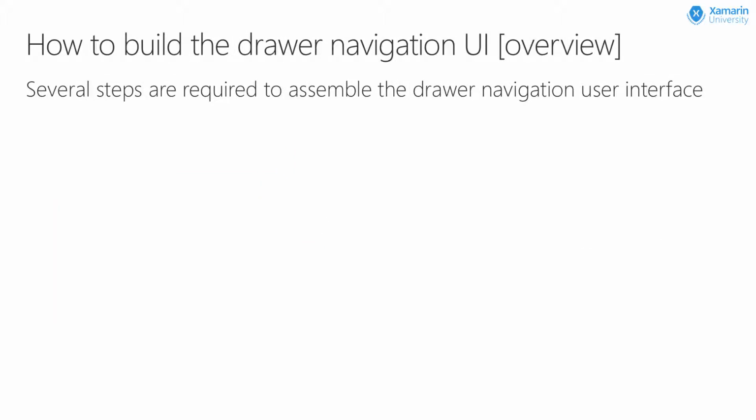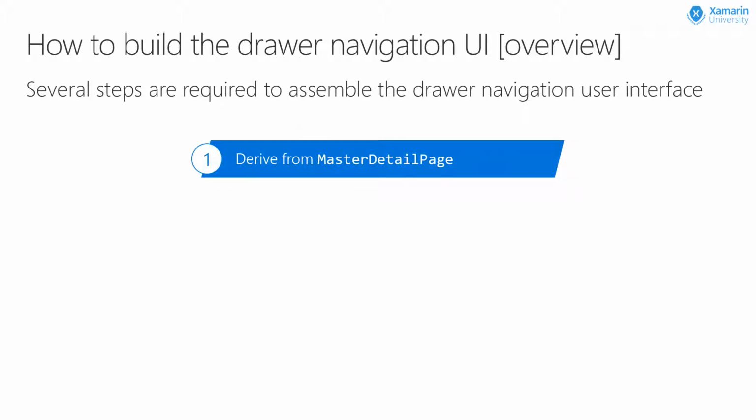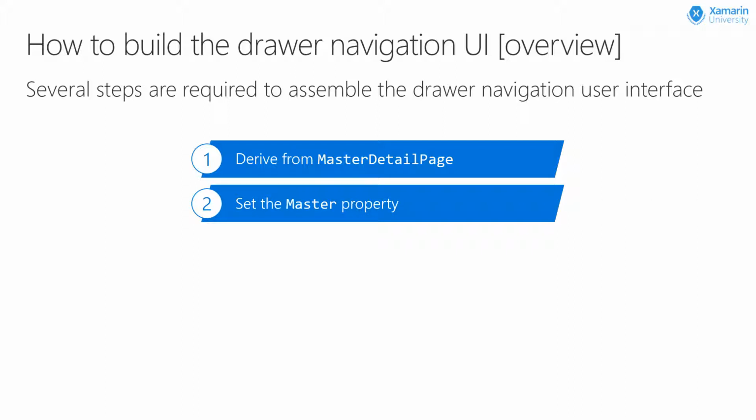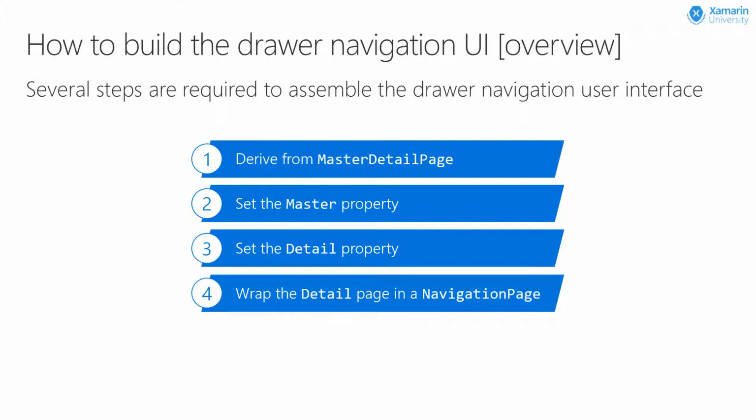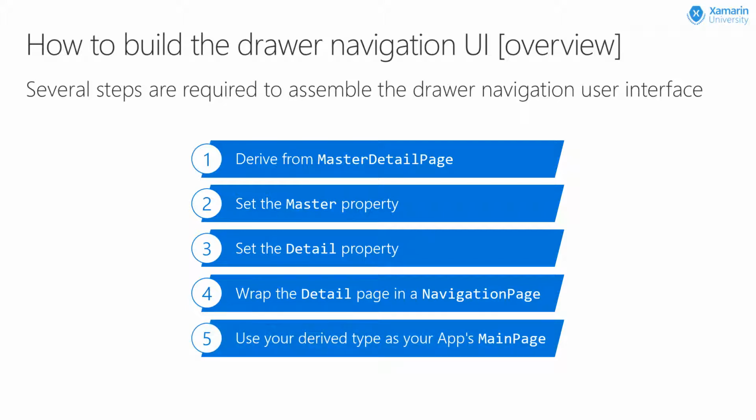So now that we understand the pieces, let's go through the steps to build the complete drawer navigation UI. So we're going to first create our master detail page derived class. We'll assign our master content page to the master property. We'll assign a default detail page to be displayed by assigning it to the master detail page's detail property. And if we're supporting Android, we're going to need to wrap the detail page in a navigation page. And then we assign an instance of our master detail page to the app class's main page property, so it's in the visual tree.